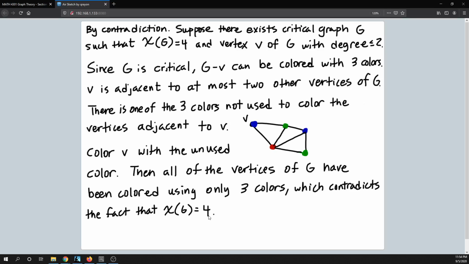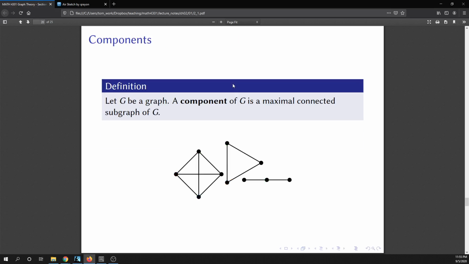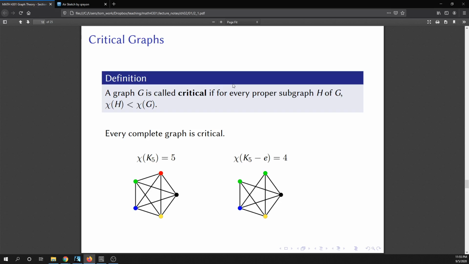So that is a contradiction. Therefore, the conclusion of our theorem must be true. That is the proof of that. If you go back and look at some of the examples that we talked about, critical subgraphs.